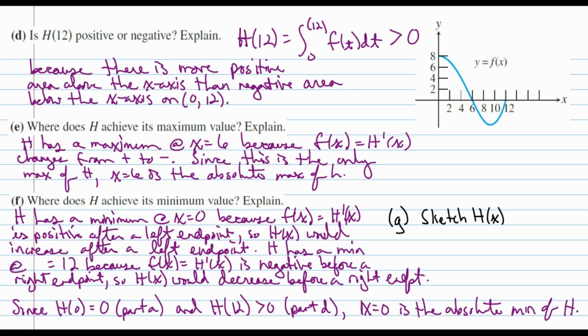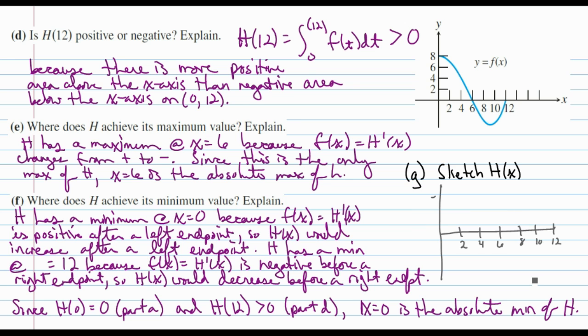Now part G I added on. Let's sketch the graph of H of x. So I'll do my increasing and decreasing pass, which is actually pretty simple. F of x, which remember is the derivative of H, is positive between 0 and 6. So then H of x would be increasing between 0 and 6. Now remember, H of x starts at 0, 0. That's our initial value. When we plug in 0, we get out 0. So we're going to increase from there.